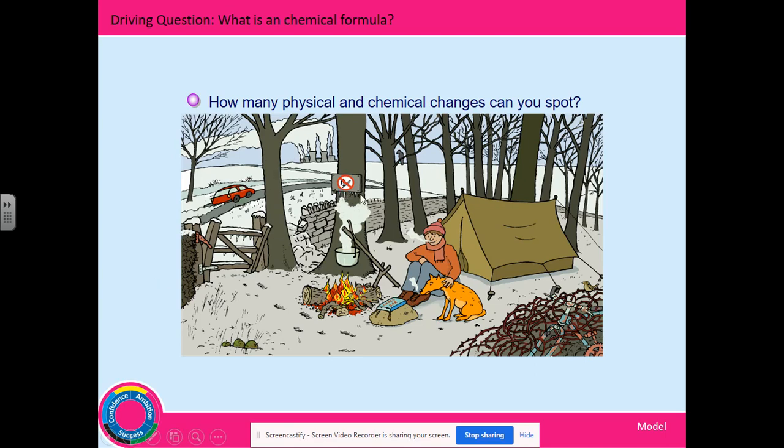Three, I can see the ice melting. This is a physical change. Four, I can see that bubbling is taking place and steam is given off, which is a physical change. I can see that heat is being generated, which is another chemical reaction. I can see that both the man and the dog are carrying out respiration, which is a chemical reaction.